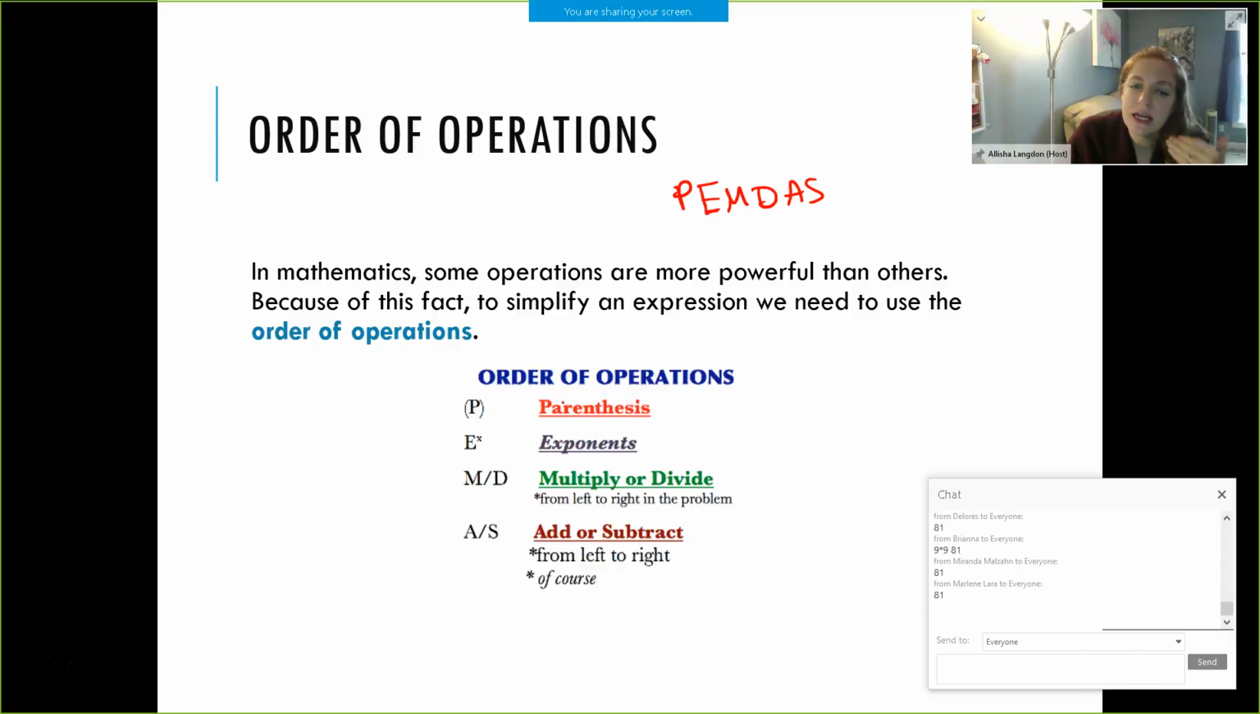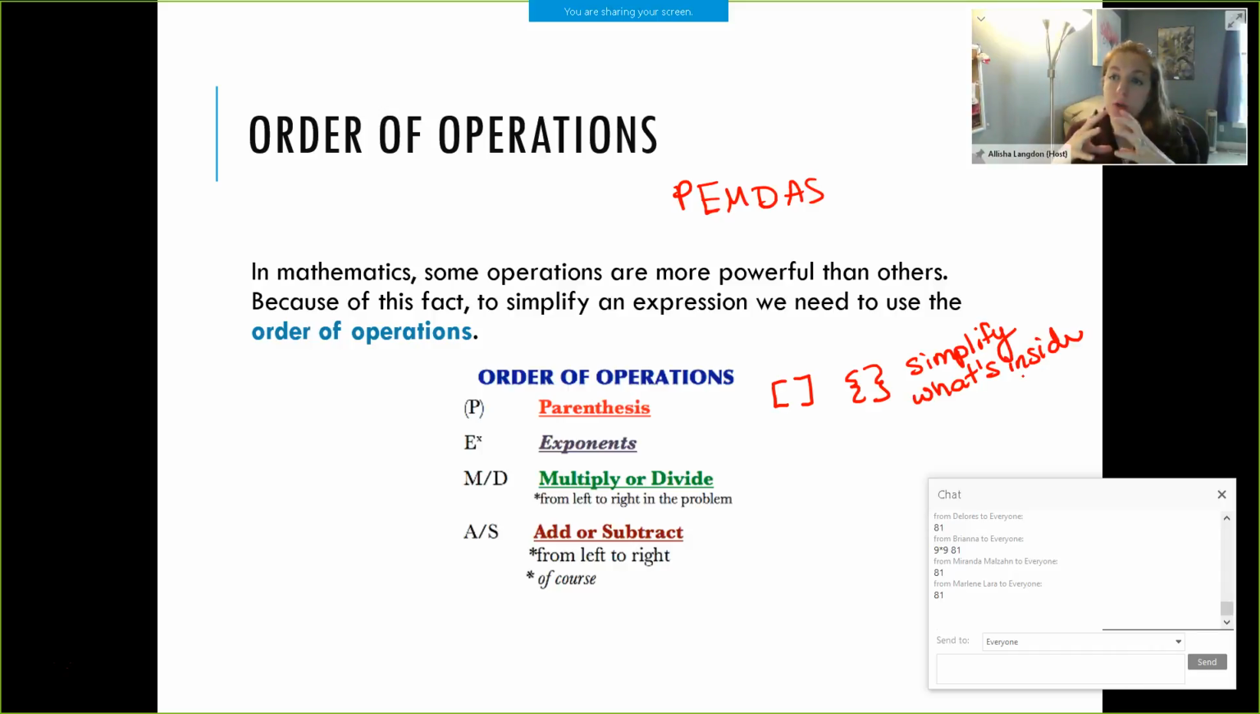But basically the first thing you want to do is parentheses. And let me preface that with either brackets, braces, some type of grouping symbol. What you're going to do is simplify what's inside first. Okay, so when you have a parenthesis, do what's inside that parenthesis first. Not what's outside, but what's inside the parenthesis. Or bracket or braces or whatever type of thing.